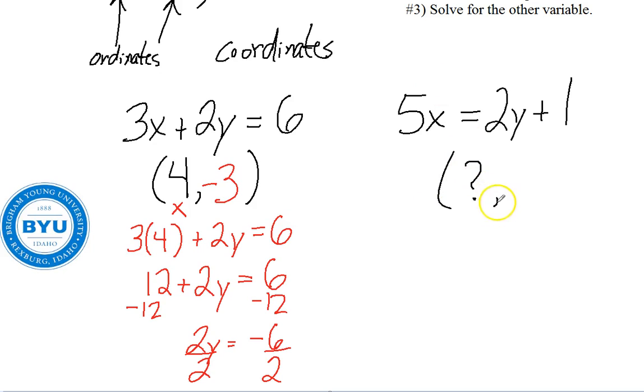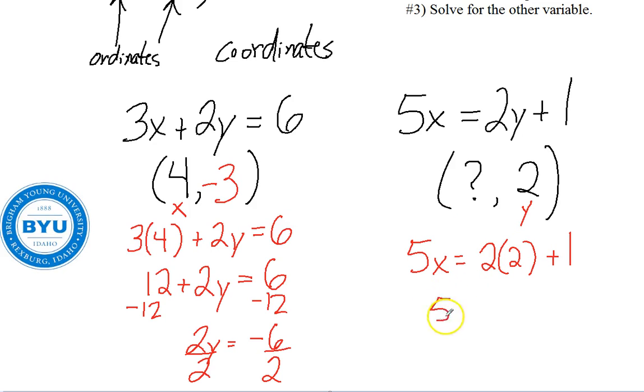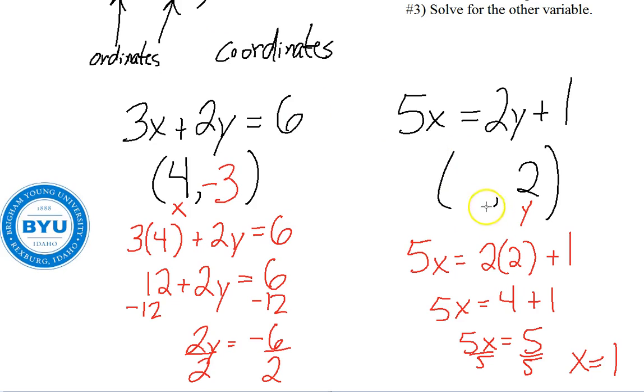We could do the same one on this one. Maybe this is the value we don't know, and they tell me that y is 2. Can we find the x value? Sure. They've given us y, that's the first step. We need to plug that in for the y. So we're left with 5x equals 2 times 2 plus 1. Well, 2 times 2 is just 4, and 4 plus 1 is 5. When we divide by 5, we found out that the x, the missing coordinate, is 1. So we put a 1 in for our answer.